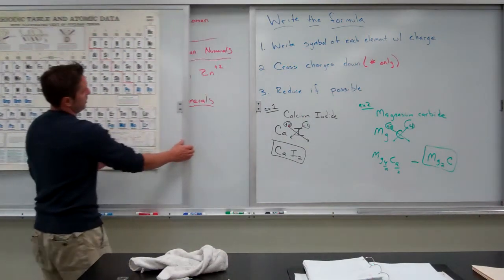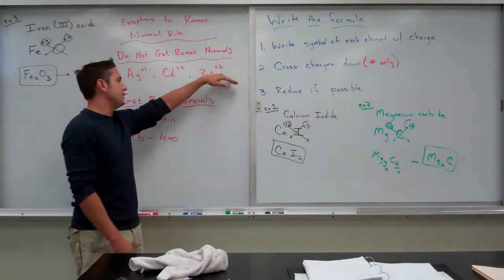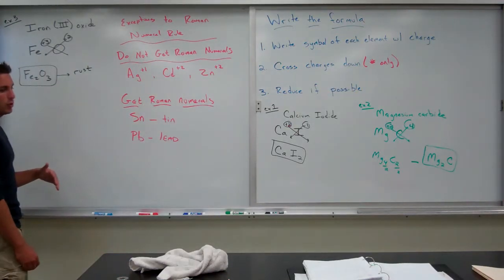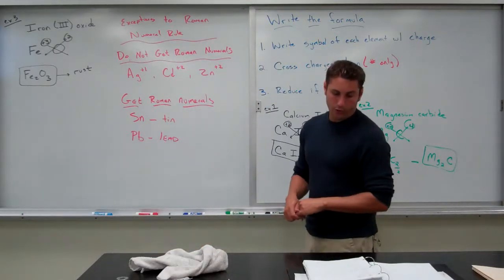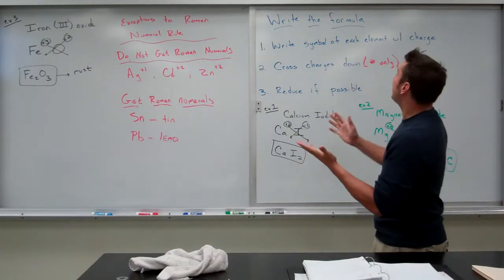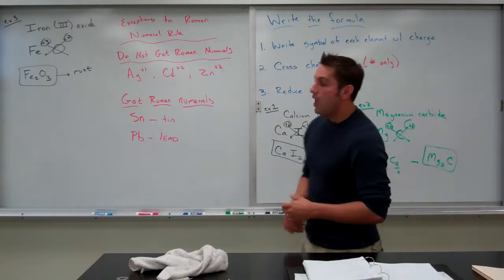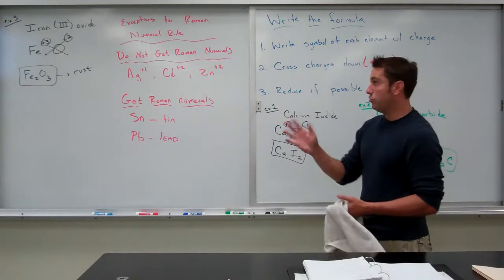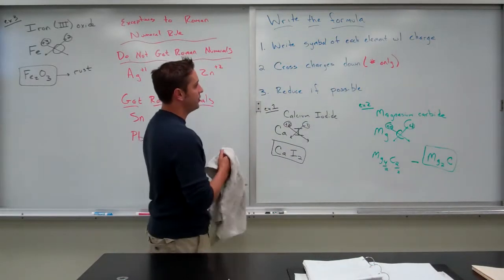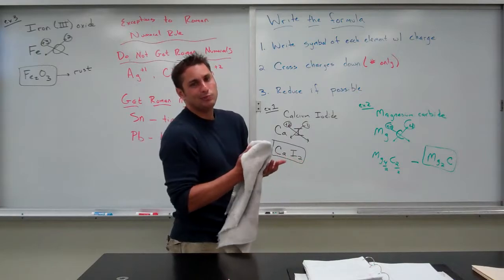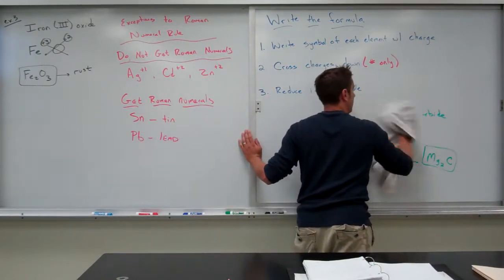So a couple exceptions, right? Do not give Roman numerals to silver, cadmium, and zinc. Do give Roman numerals to tin and lead as you go through. All right, so that's how we write the formula for these binary ionic compounds. I said that all of these were kind of like two sides of a coin. If we know how to write the formula, the other thing we'll have to do is learn how to write the name. So we'll erase what we have so far.